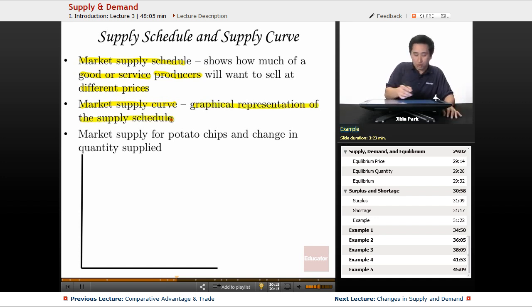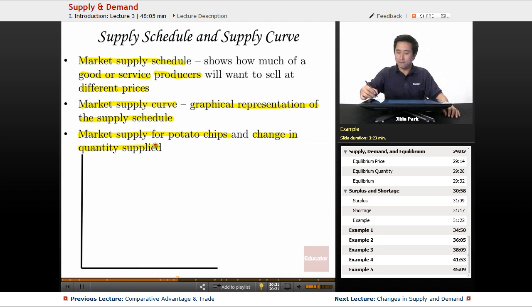So what we're going to do is take a look at the market supply for potato chips and then the resulting change in quantity supplied here. So what we have here is a market supply schedule. So this is going to be a market supply schedule.